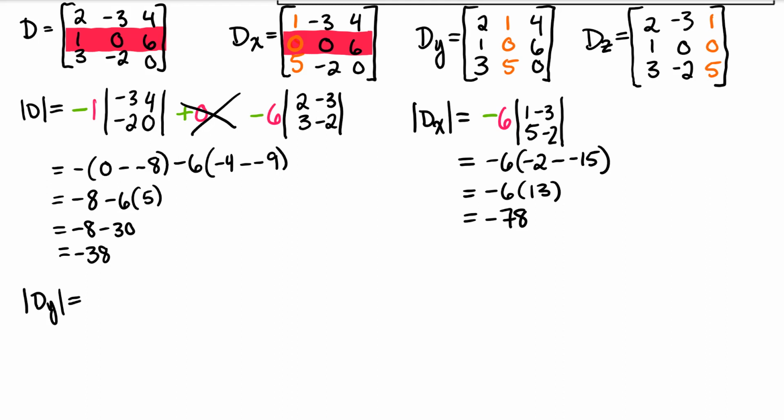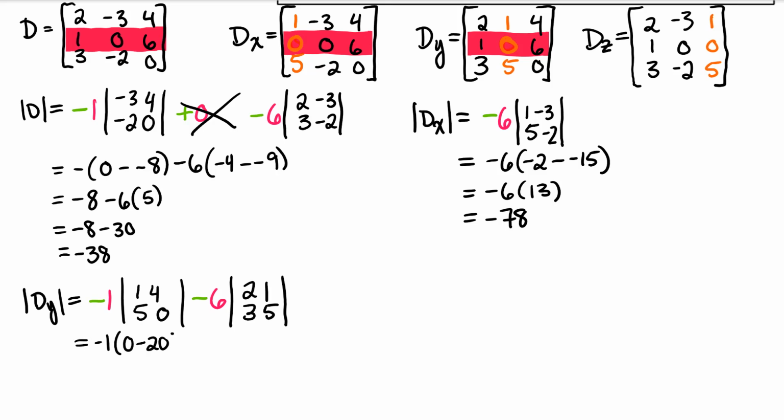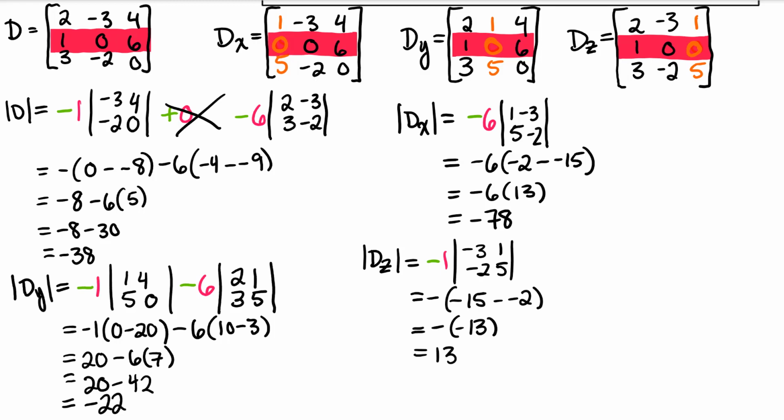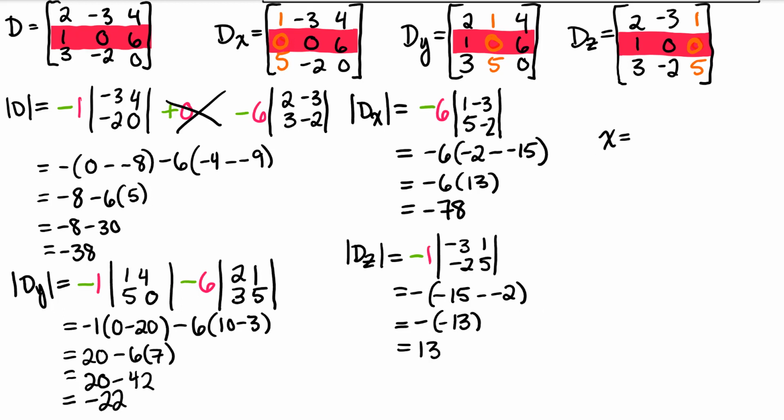For the determinant of Dy, I also expanded along the second row. And got negative 22. And for Dz, I definitely expanded along the second row. Which simplifies to be 13. So in the formula, x is equal to the determinant of Dx divided by the determinant of D. So negative 78 over negative 38, which is 39 over 19.